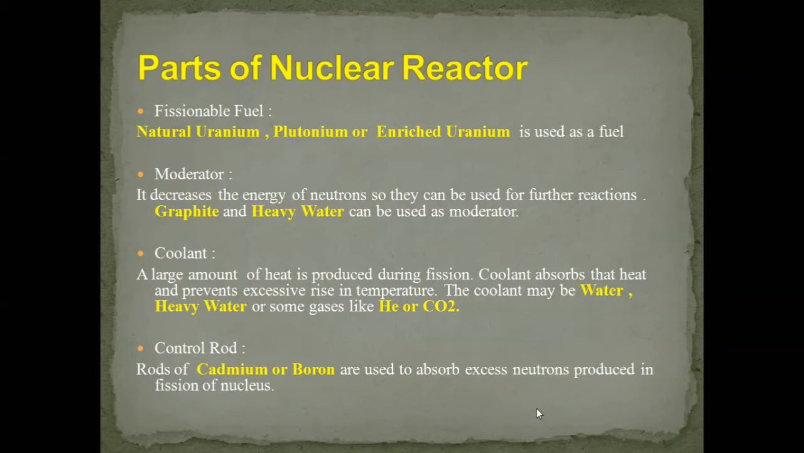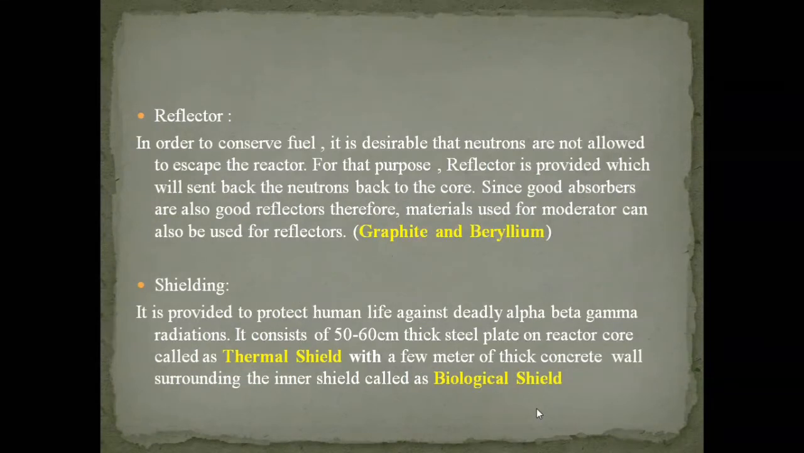Next is the coolant. A large amount of heat is produced in fission, so the coolant will absorb that heat and prevent an excessive rise in temperature. The coolant may be a liquid like water and heavy water. You can also use some gas like helium and carbon dioxide. The next component is the control rods. These are rods of cadmium and boron which will absorb the excess neutrons produced in the nuclear fission of the nucleus.